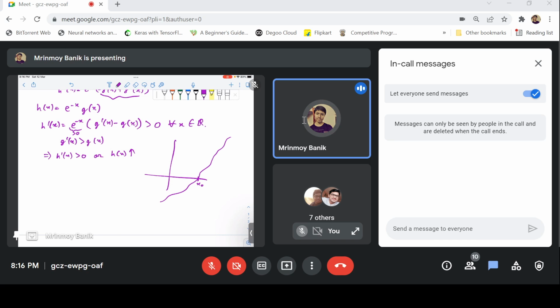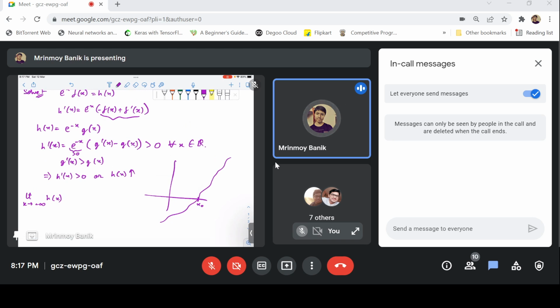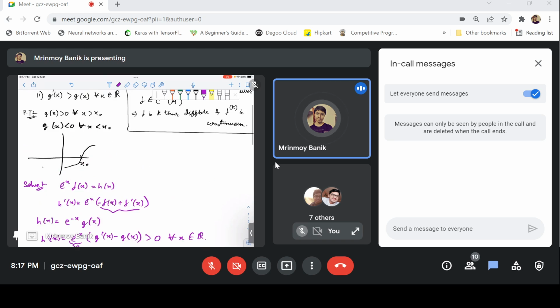So observe it has to intersect the x-axis somewhere, because if we check the limit as x tends to minus infinity of hx, e power minus infinity is e power plus infinity, that's infinity. And about gx, we don't need that. Anyway, this will be minus infinity, and as x tends to plus infinity, gx would be plus infinity. I have to show gx.